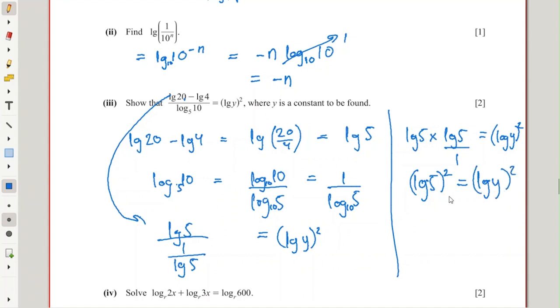Okay. And in indices, if your powers are the same and you have a single index form, or in this case, a single logarithm here, single logarithm here, then you can just equate the two of them. All right. So here I can see that y is equal to what? You can just equate the bases. Log 5 is equal to log y. In other words, if I take the anti-logarithm, y is equal to 5.